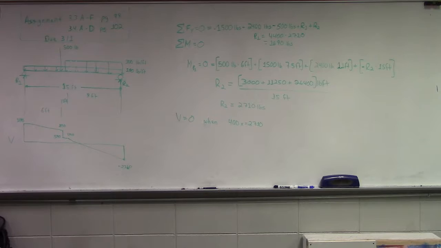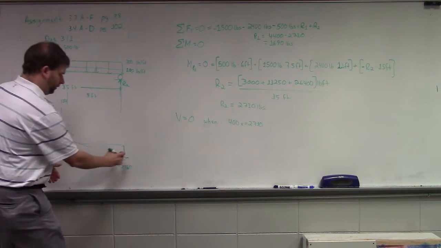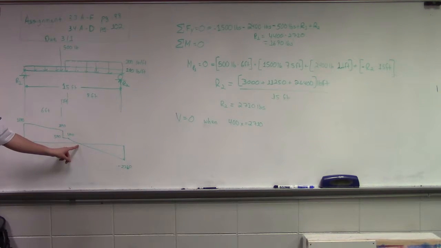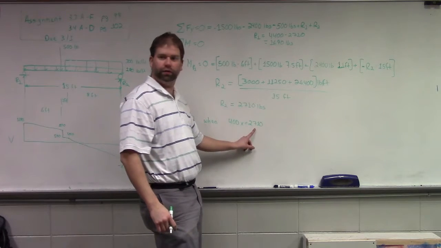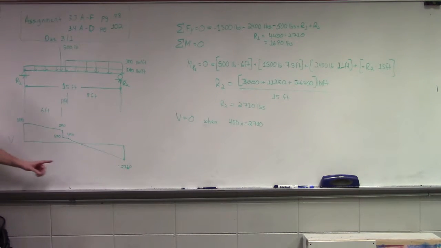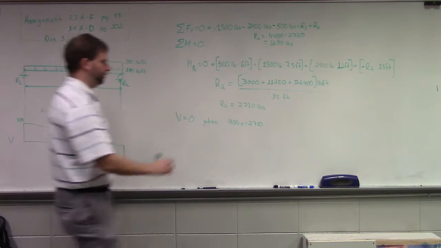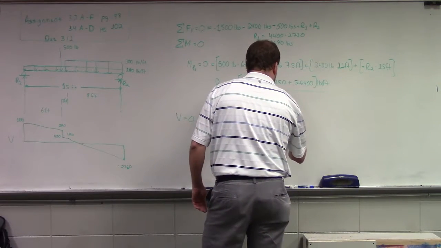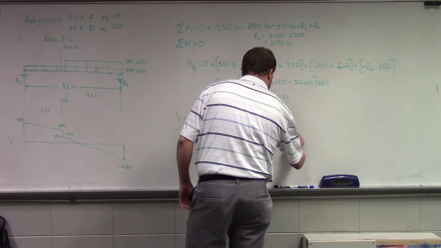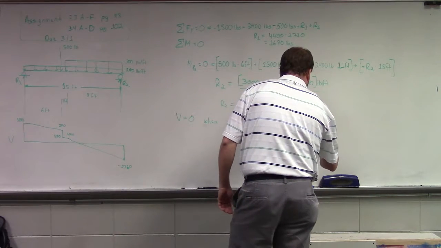Now we have to keep in mind that if this is what we're using, that distance is going to be measured from R2 to the point where shear equals 0. If you wanted to do it from left to right, how would you have to rewrite it? We wouldn't be able to use 2710. What would we have to use? 1690. You go from 1690, okay? So this is from R2, if we're going from R1 or from the left.